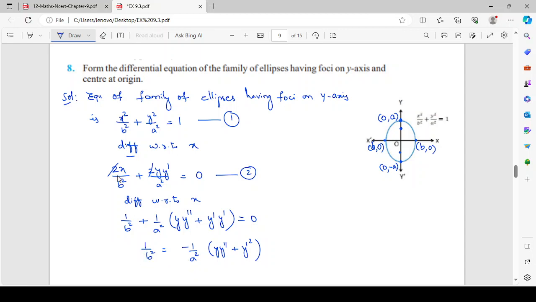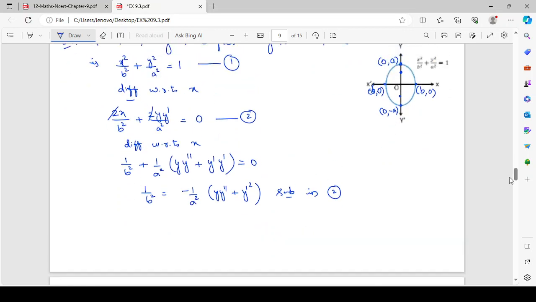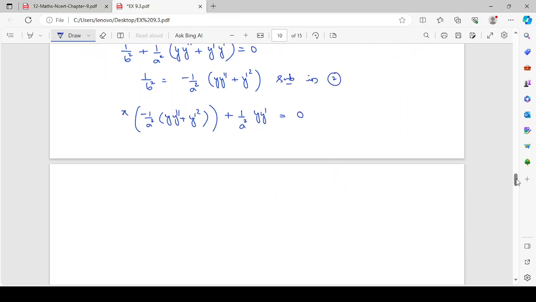In equation 2, x by b square is there, no? I can write it as x into 1 by b square, so I can replace this 1 by b square. So substitute this in equation 2. So x into minus 1 by a square into y double dash plus y dash square, plus 1 by a square into y dash equal to 0. Can you see here, in both cases the denominator a square is there.